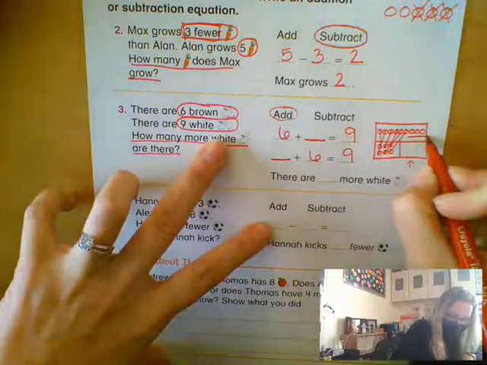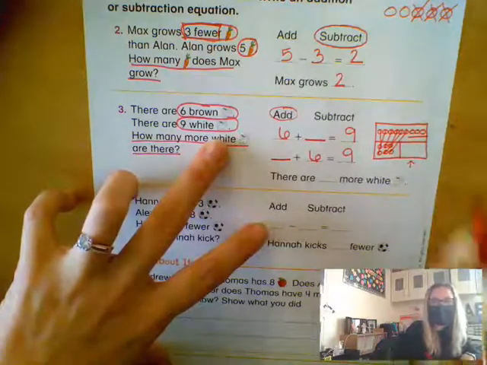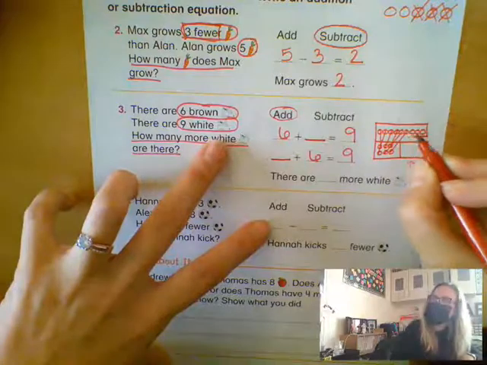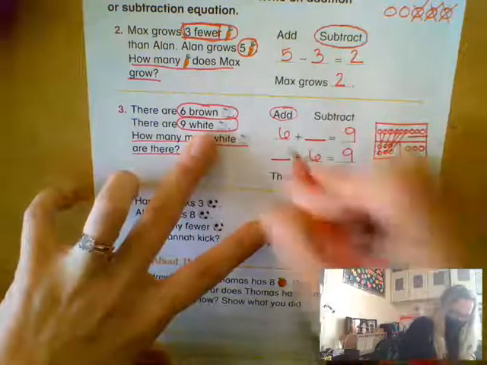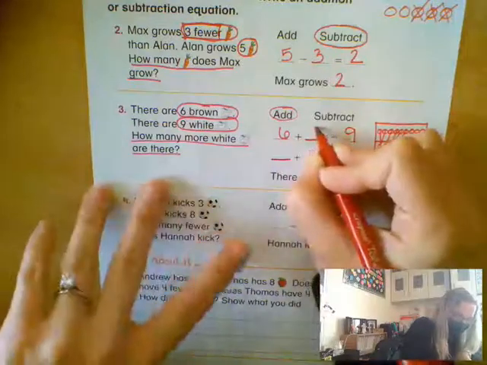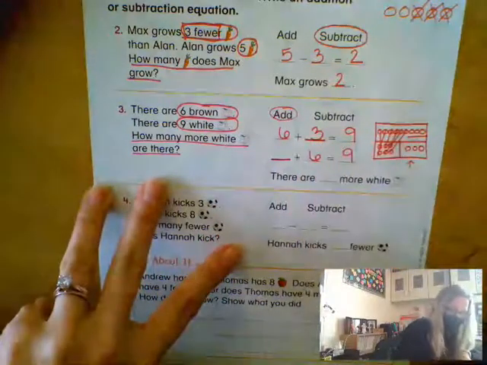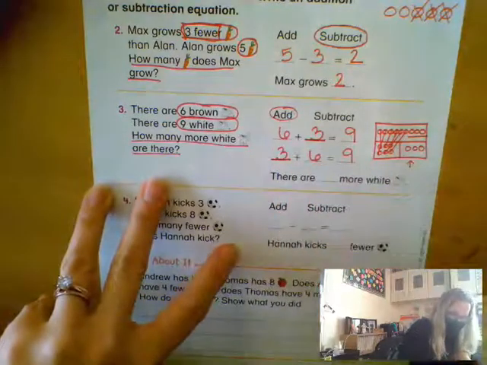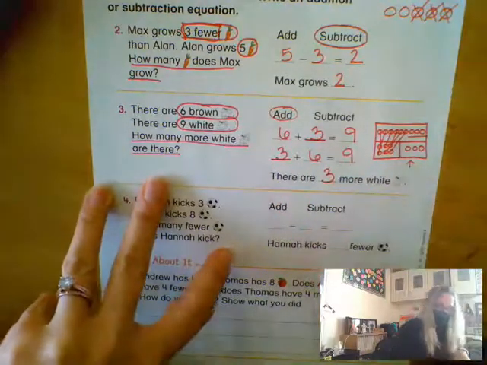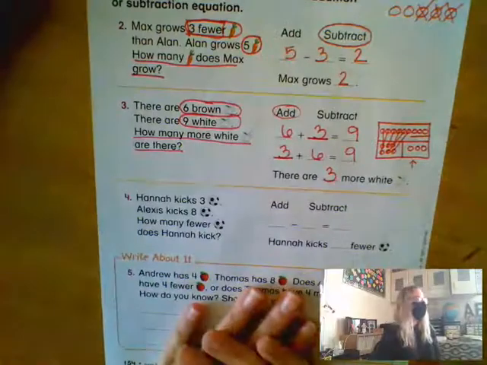How many does that leave us, Isaac, that we need to put in this other box? 3. 1, 2, 3. So 6 brown plus 3 more equals 9 white. Or 3 more plus 6 equals 9. So there are 3 more white bunnies.